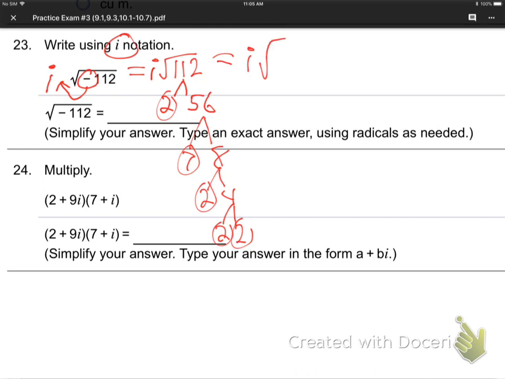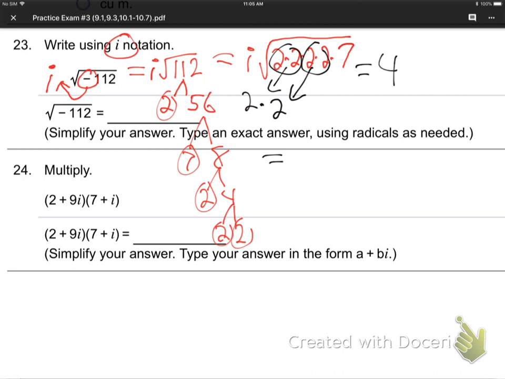So this is i, square root of how many 2's? 4 2's, and a 7. And then, you know the deal, it's a 2 for 1, right? So 2 2's in, sends a 2 out, 2 2's in, sends 2 out. They multiply on the outside. 2 times 2 is 4i. What's left on the inside? Just the 7. So 4i root 7 on number 23.